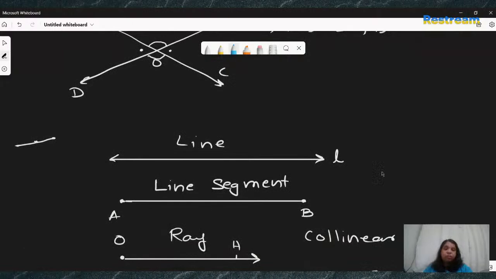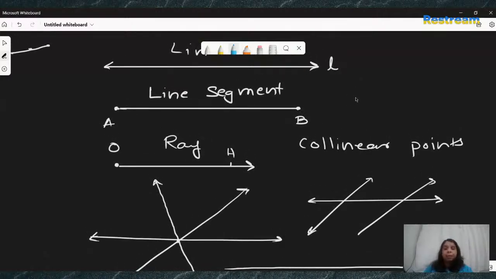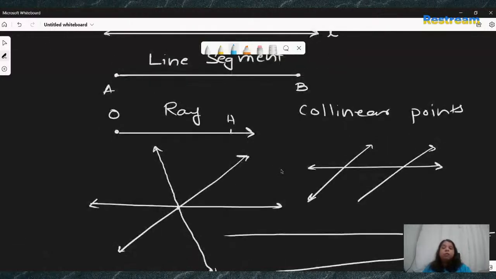Then we learned the difference between a line, a line segment, and a ray. A line is a collection of points which doesn't stop; it keeps on going in both directions. A line segment is a part of that line which has a definite length. A line doesn't have a definite length, but a line segment has a definite length. Then we learned about a ray, which has one origin point, but it keeps on going in the other direction. Then we know that when three or more points are on one single line, they are called collinear points.